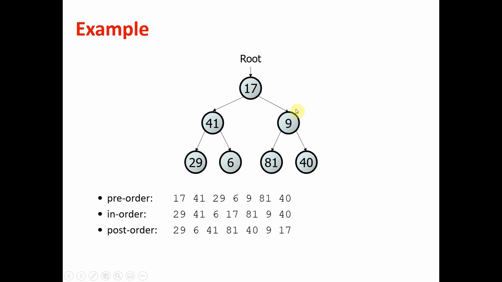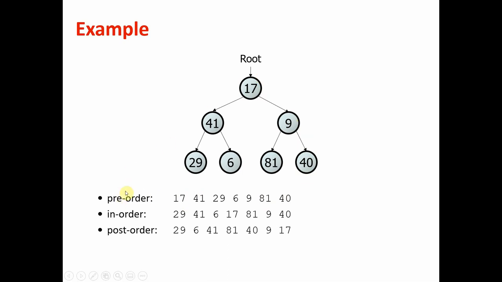Now we go here, first we visit 9, so we display 9, then we go left, we display 81. This one doesn't have any left or right, so we stop. Then for this node, we did its left subtree, we go to the right subtree, and this is done. You can see that in the pre-order, the root is always the first one.